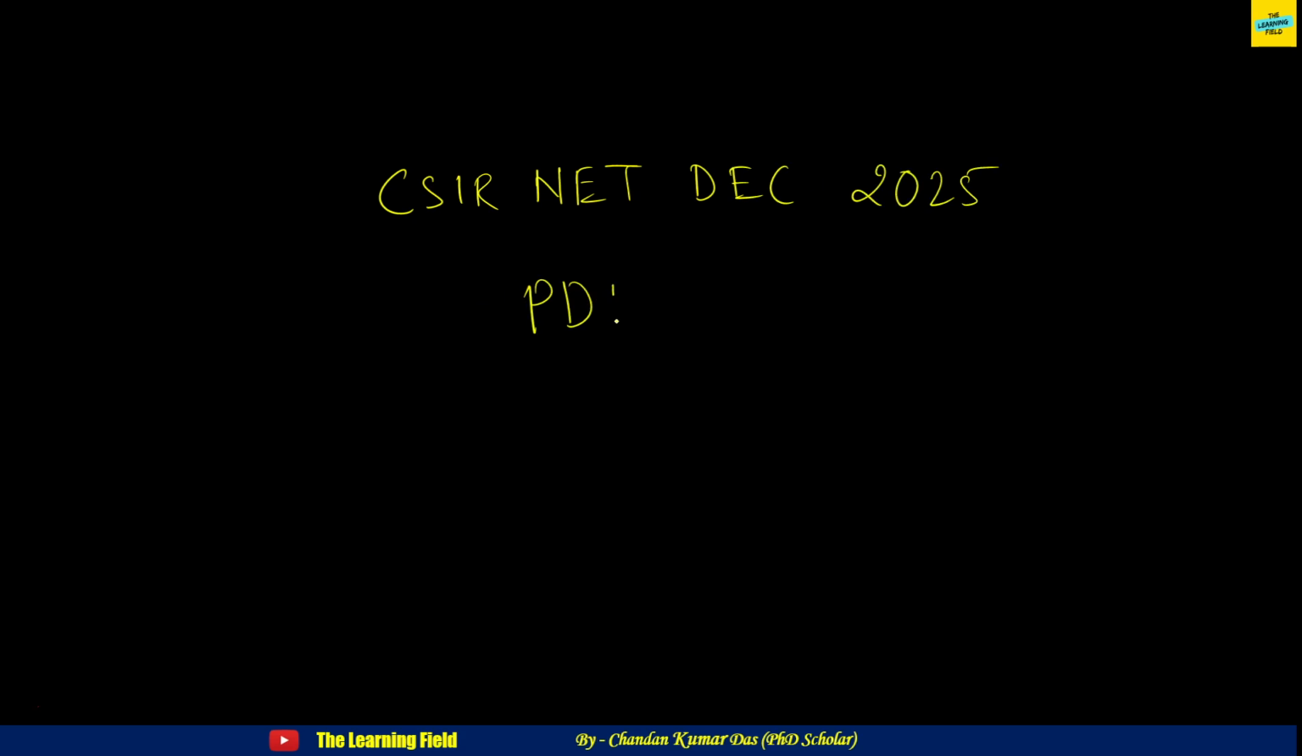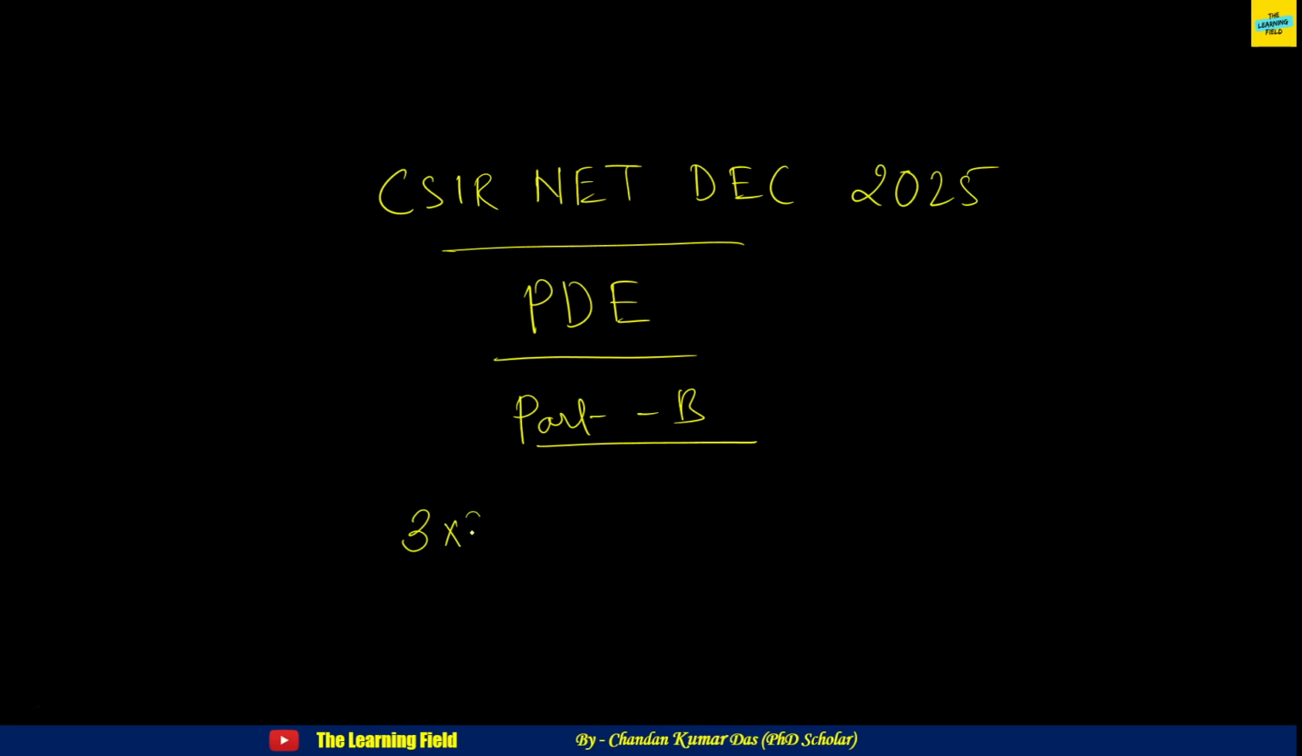And in this video, we are going to discuss the questions of CSIR NET December 2025 partial differential equation Part B. There were three questions asked in this portion of Part B of PDE, totaling 9 marks. We are here trying to solve these three questions and discuss each and every aspect of the questions.